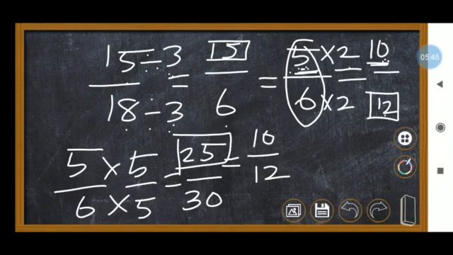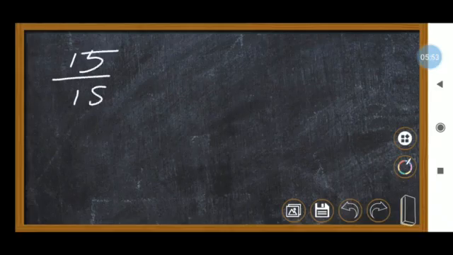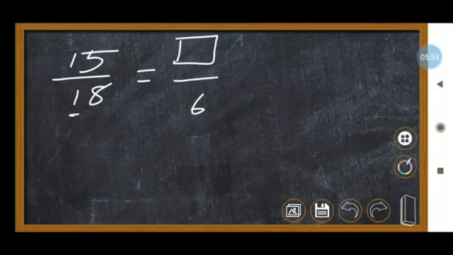Okay. So anyway, don't get confused. So I will do it again. Okay, that means see here 15 divided by 18. So first one, 15 divided by 18, will become a box divided by 6. Am I right? So big number to small number means we have to divide it. So divide by 3.